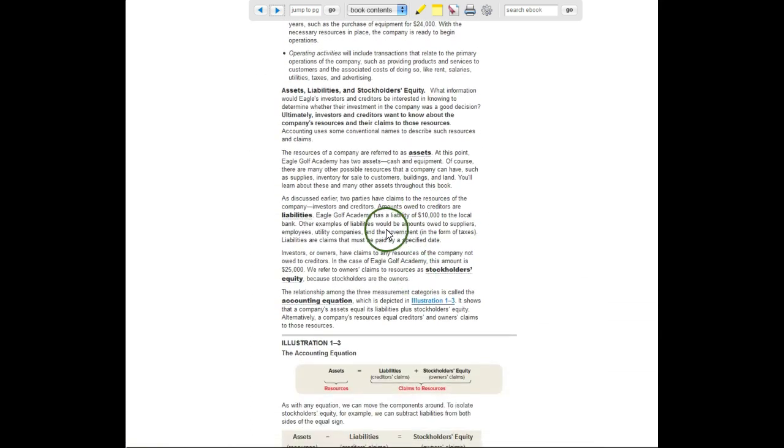Scroll down to the next page. We start talking about assets and liabilities and equity. So make sure you read through this. The resources a company has that can be used in a business, those are referred to as assets. It'll be cash. It'll be equipment. We're going to see later on it's going to be accounts receivable. It's going to be inventory, supplies, building, land. So all these are resources, and these are called assets for the business. Liabilities, as you already know, you owe someone some money. So whether it's to the bank, to the utility company, maybe you owe your employees some salaries, those are all liabilities.